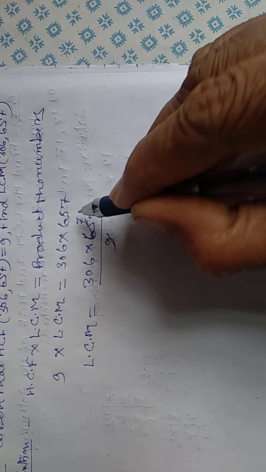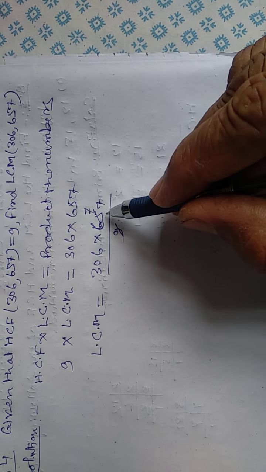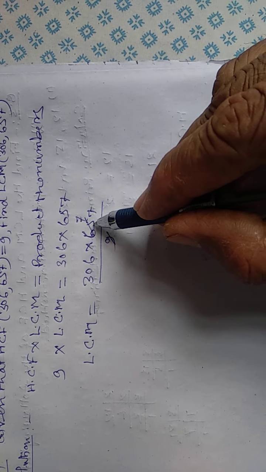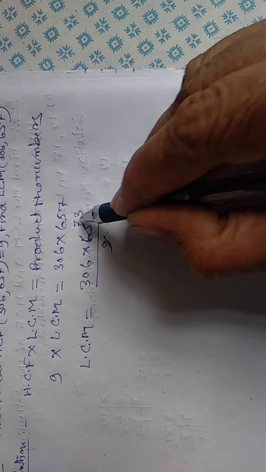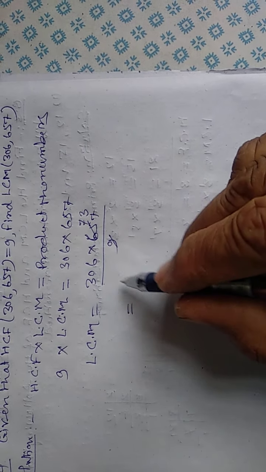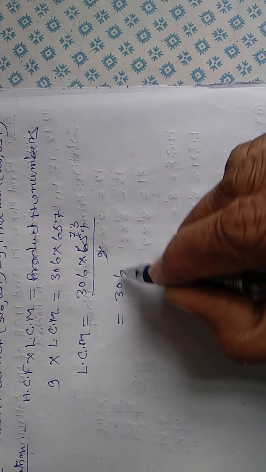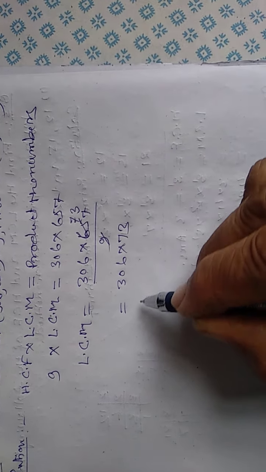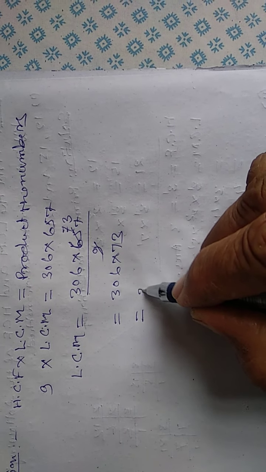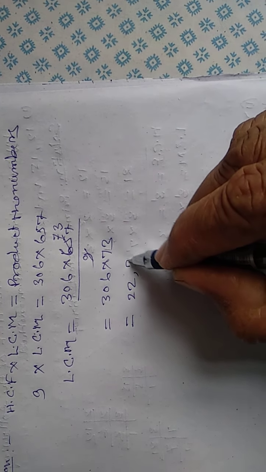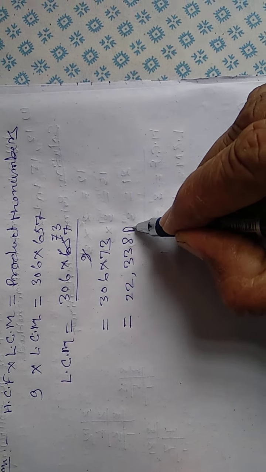9 7s are 63. 65 minus 63 is 2, bring down 7, 27. 9 3s are 27. Therefore, LCM equals 306 into 73, and it is equal to 22,338.